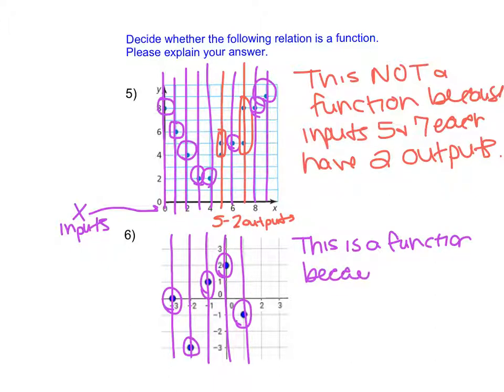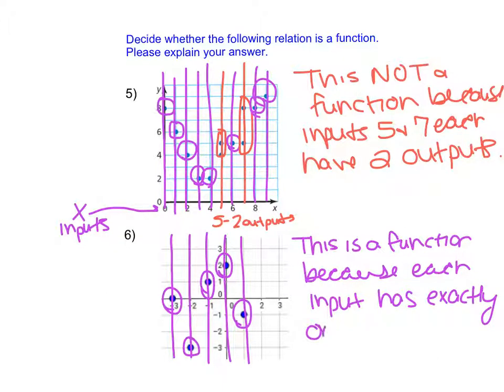because each input has exactly 1 output.